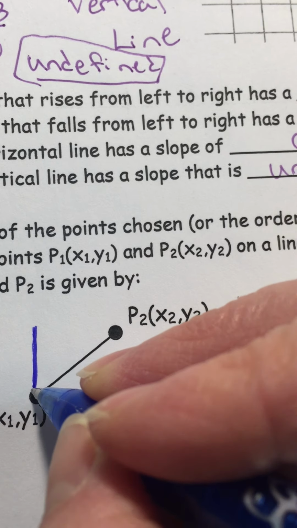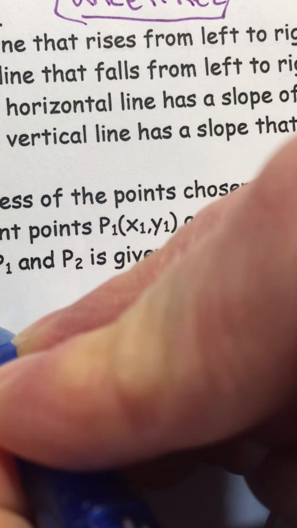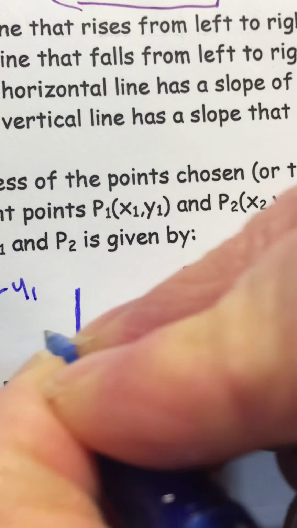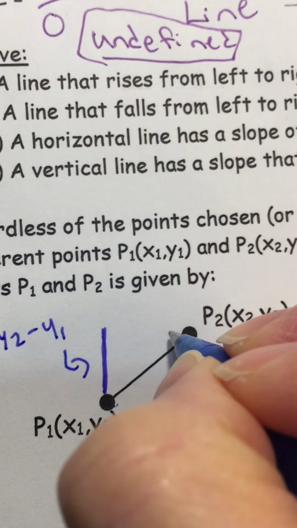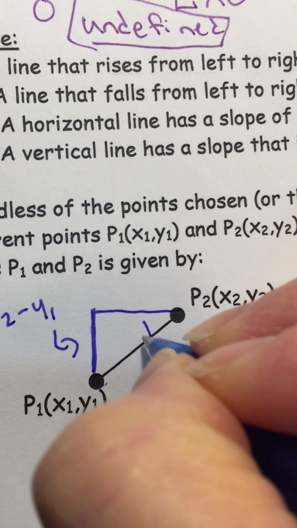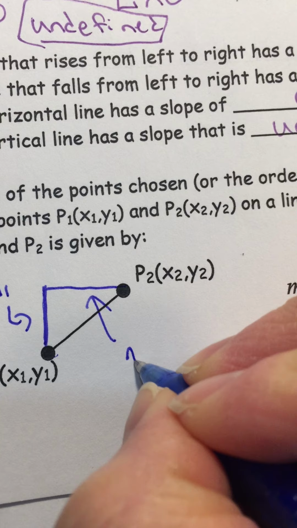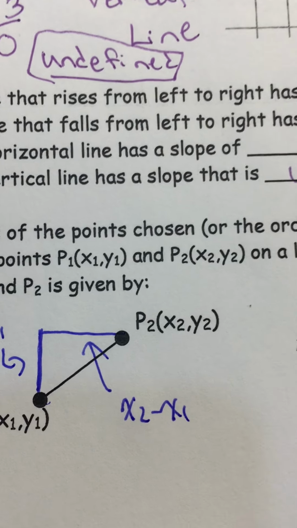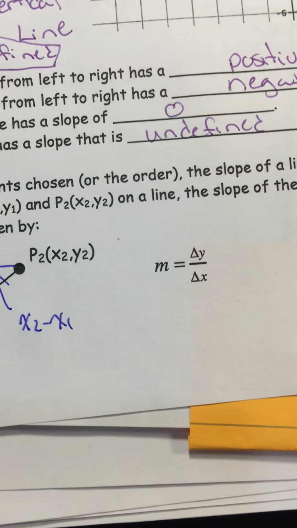Okay, so we know the height can be determined by taking the height of this point, y2, minus the height of the second point, y1, or the first point. That will give us the rise. And the run can be determined by the difference in the x's. x2 minus x1 will give us the run. And then we don't have to count squares, and we don't even have to graph it. So this gives us our formula.